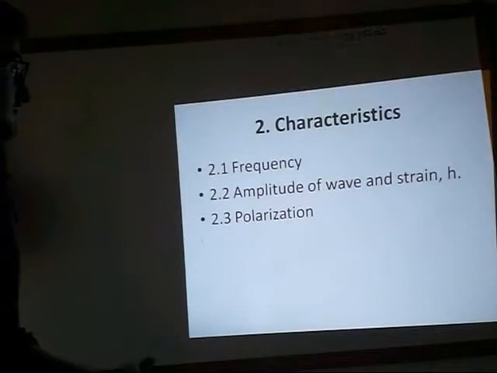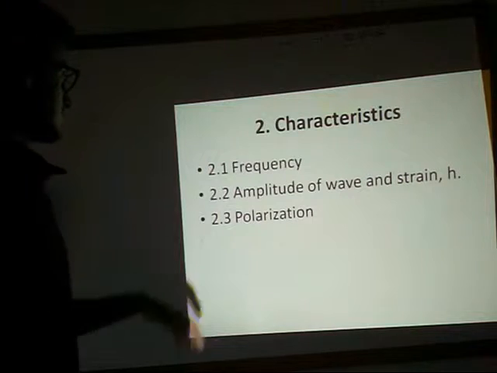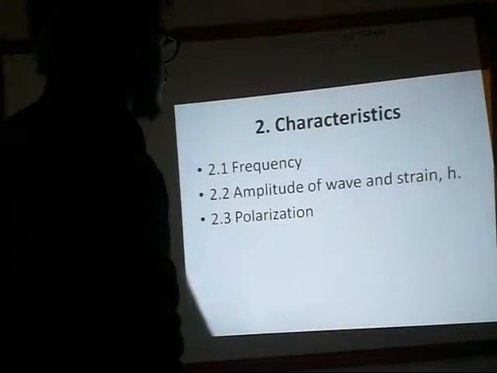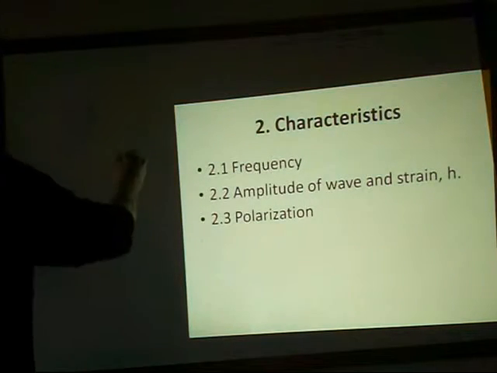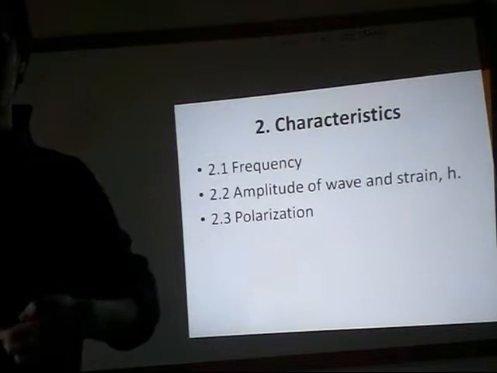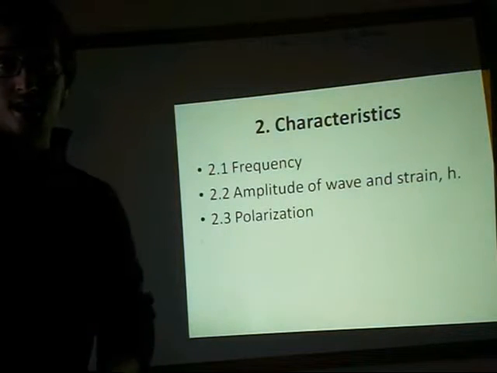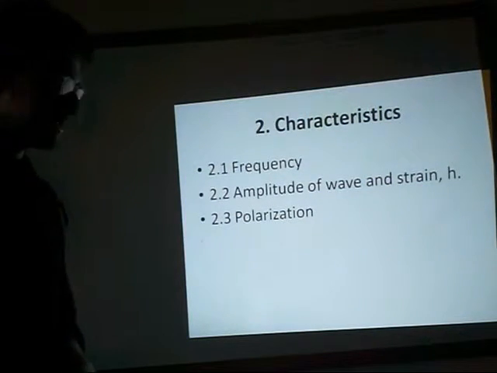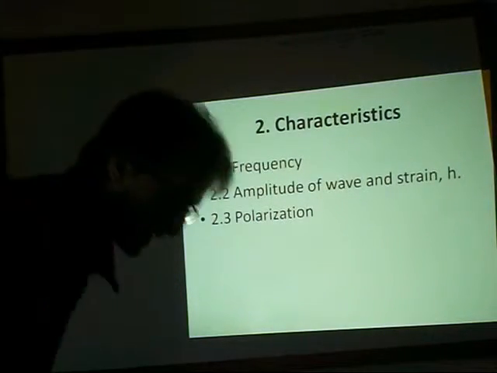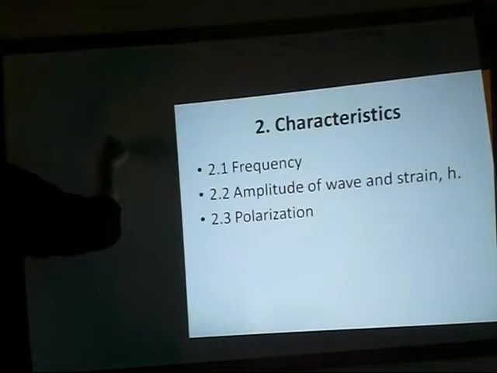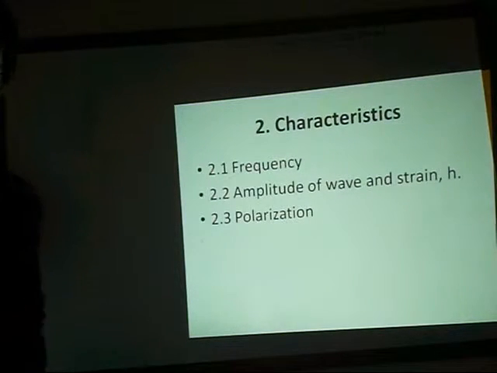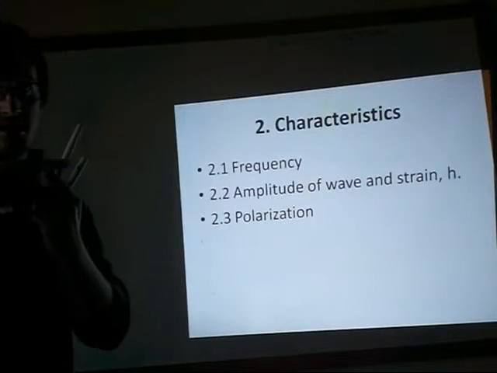And now the characteristics of a gravitational wave. I will explain the frequency, the amplitude, and the polarization. The factor h relates the elongation with the initial length of our device. It means h is equal to delta L divided by L. And polarization has two types, plus and X.